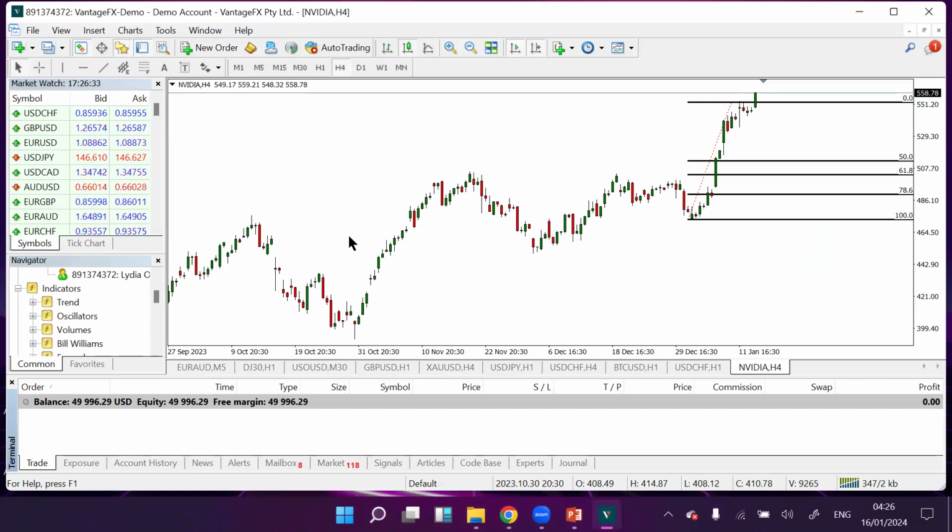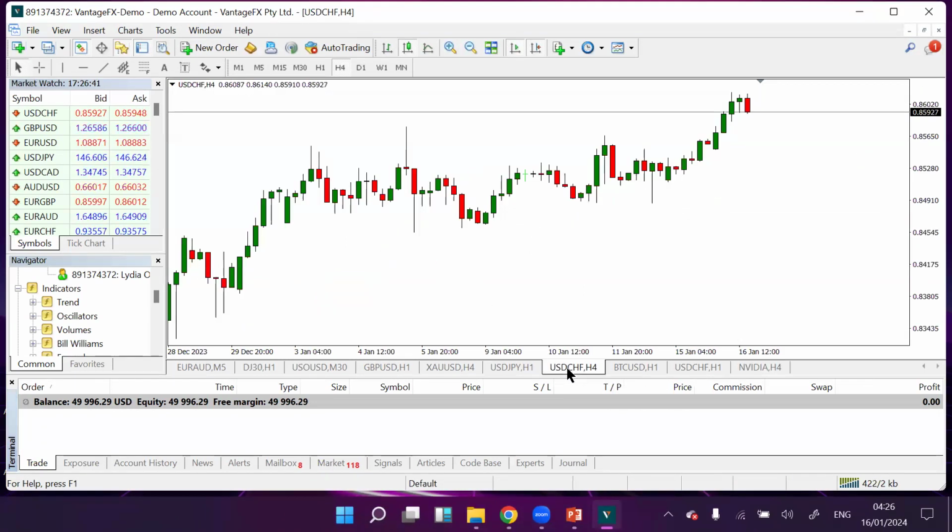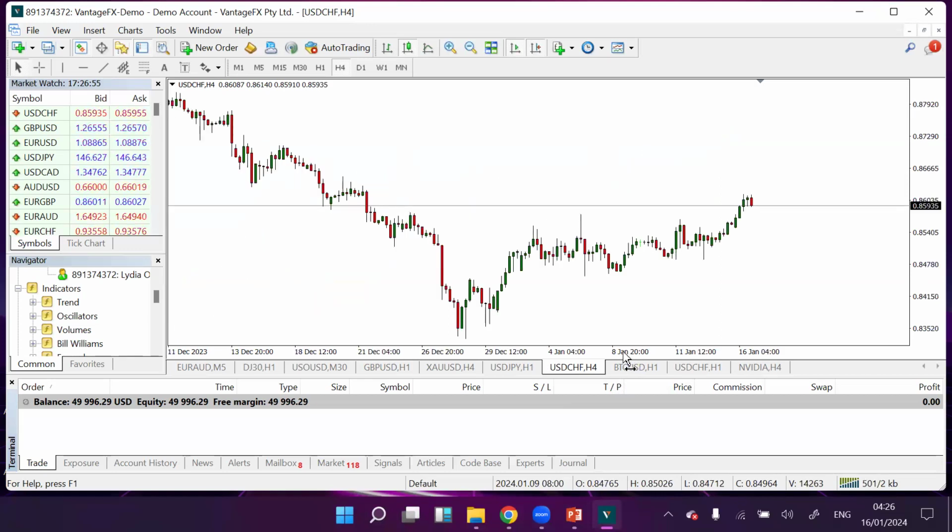Now, for you to enter a trade here, you are going to pick an instrument that you want to trade. Let's say we pick USD-CHF, right? We pick USD-CHF, and we want to trade on USD-CHF, right? Okay.